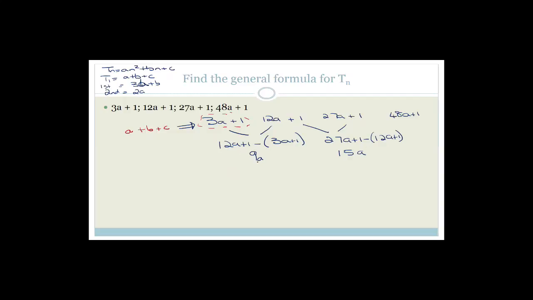So that there, this here, is our first difference, which is going to be, what is it? It is 3a plus b. So that equals 3a plus b. Remember, they're different a's. You can't cancel them. Right, and now finally, we want the second difference. And the second difference is going to be 15a minus 9a, which is 6a. And that is equal to 2a.